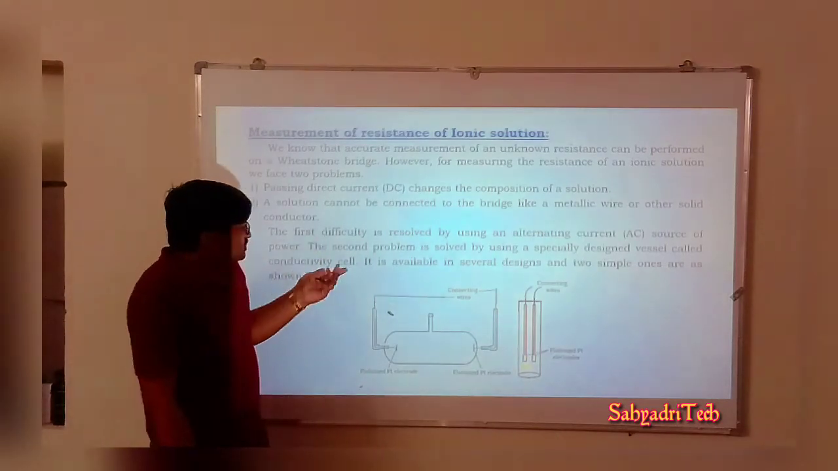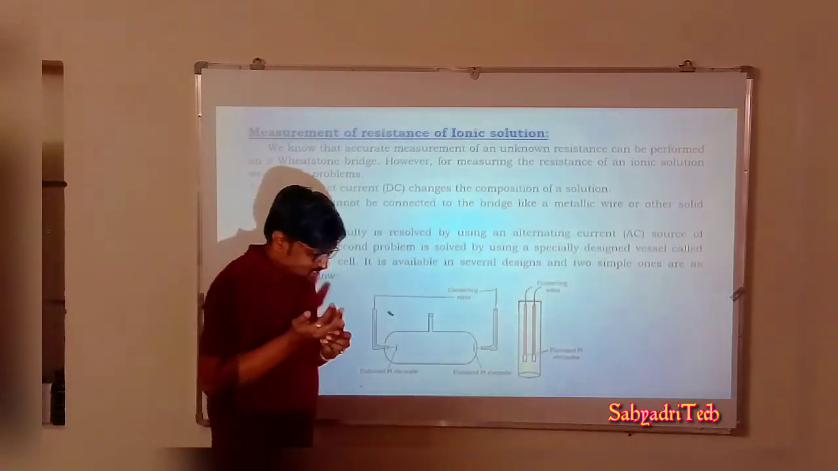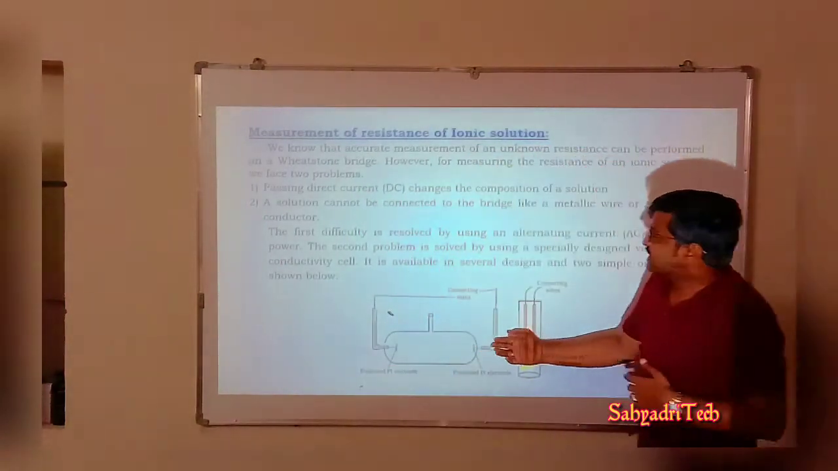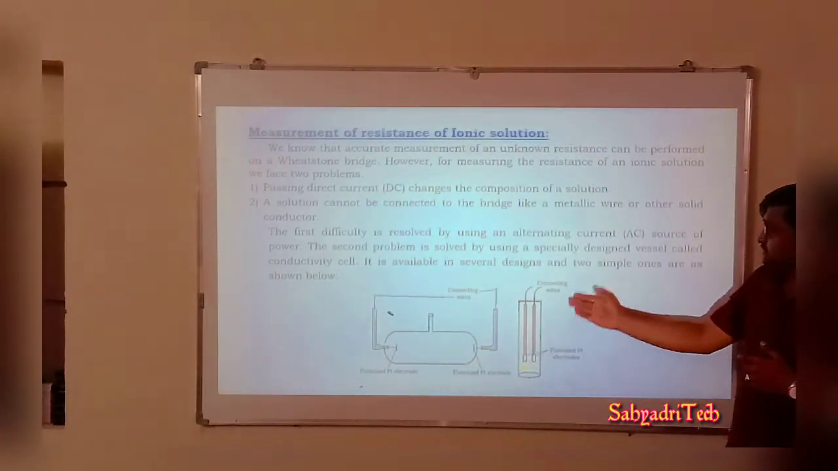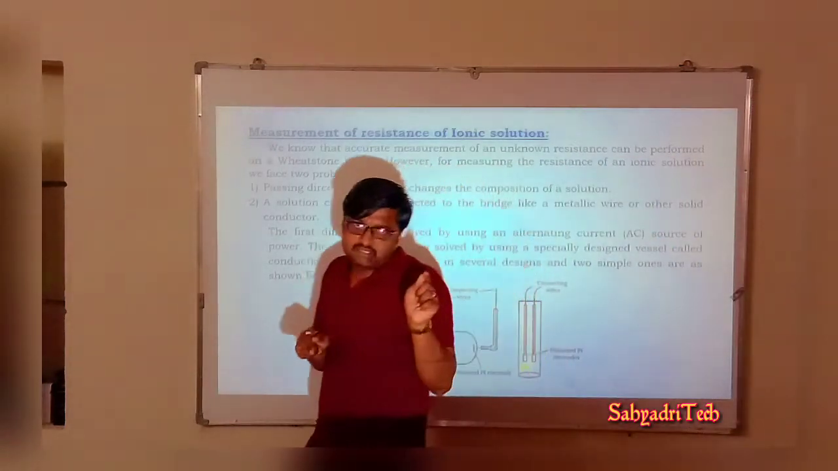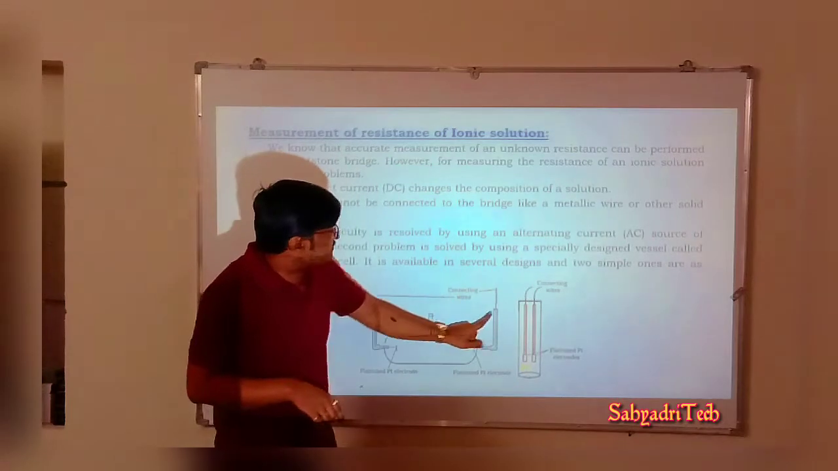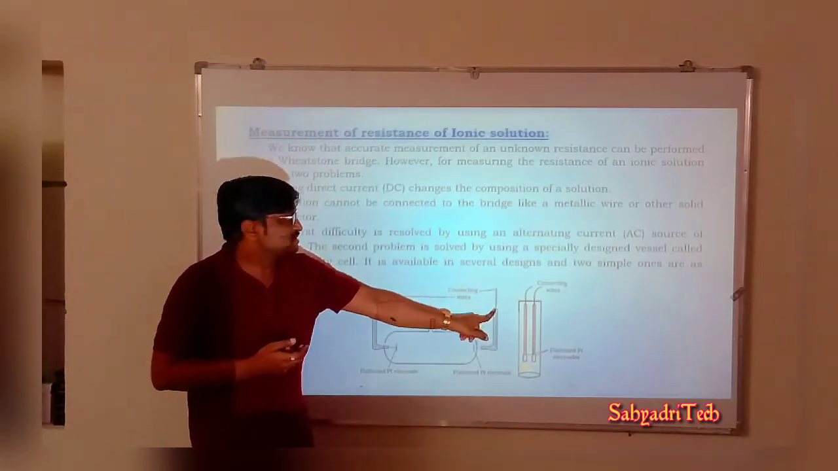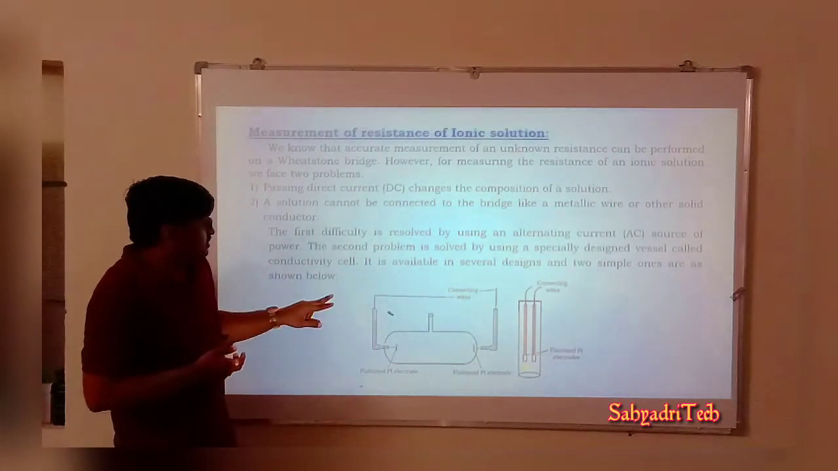So whatever the solution whose resistance we want to measure, that solution is taken in specially designed conductivity cells or conductivity vessels, so that the terminals of the vessel can be connected to the Wheatstone network or Wheatstone bridge. So two problems can be resolved.